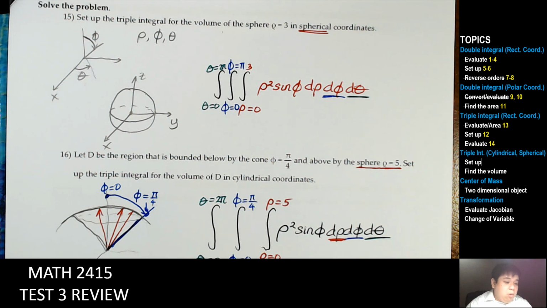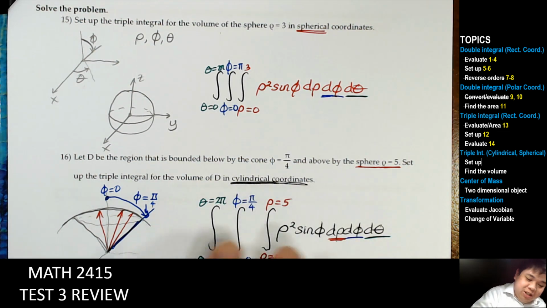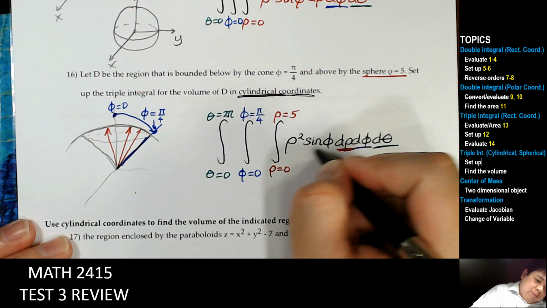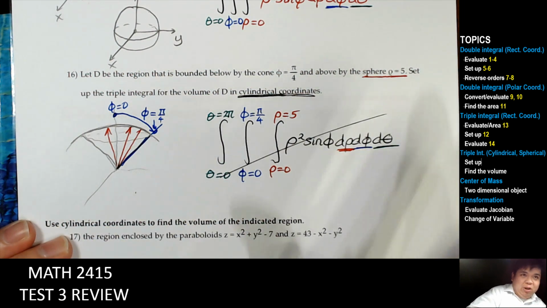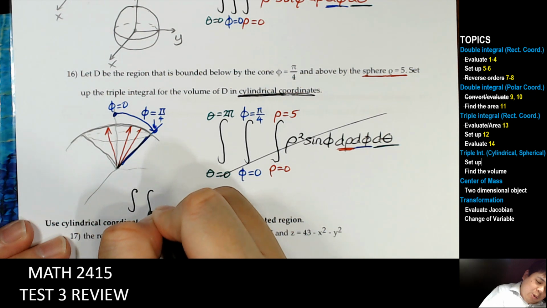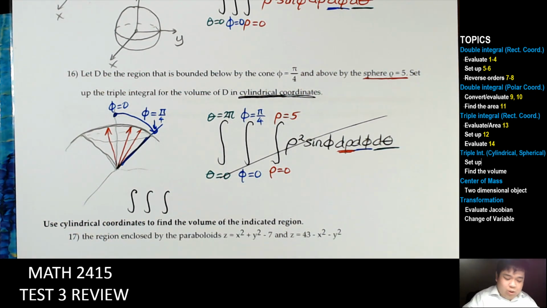So that's good to know, but that's not what they asked for. Sorry, what I asked for is in cylindrical coordinates. So this is in spherical. Keep that in your back pocket. Now we're not going to do this, even though it's correct. Now we're talking about cylindrical coordinates, which means it's going to be z.